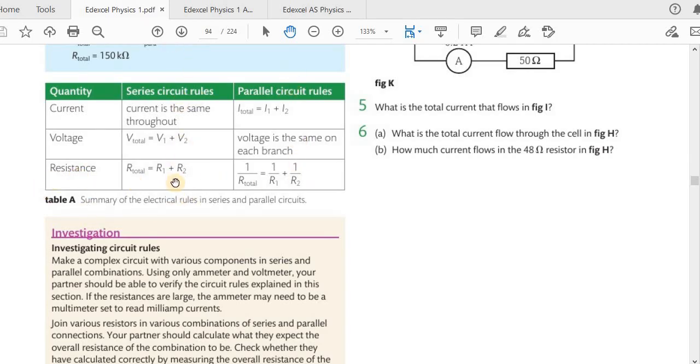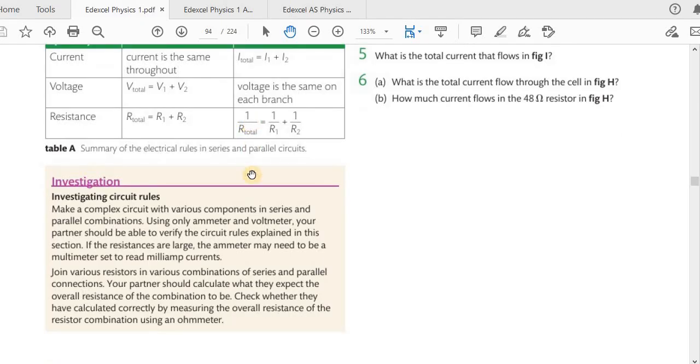Then resistance: we use this equation to find the equivalent resistance, also called total resistance, combined resistance, or effective resistance. When in series we use this, when in parallel we use this equation. Remember, it's 1 over this, and remember to take the reciprocal in the end. A certain number of students forget to do that and simply lose marks just for that simple mistake.